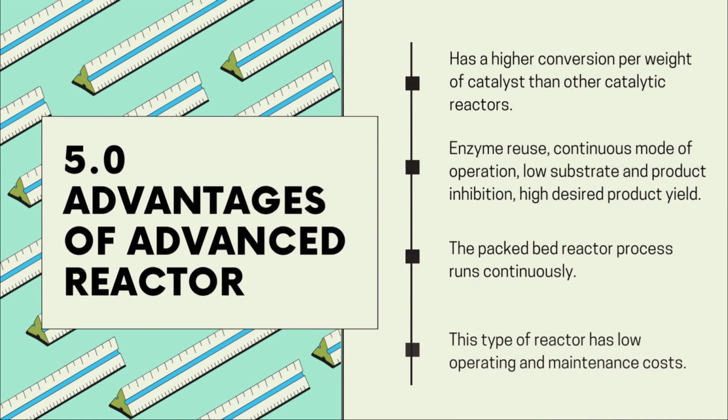For the advantages of the packed bed bioreactor, the first point is that the packed bed reactor has a higher conversion per weight of catalyst than other catalytic reactors. The amount of solid catalyst is converted rather than the volume of the reactor. The advantages of packed bed bioreactors over other bioreactors include enzyme reuse, continuous operation, low substrate and product inhibition, and high yield of desired product. These bioreactors are commonly used for food, beverage, and waste treatment.